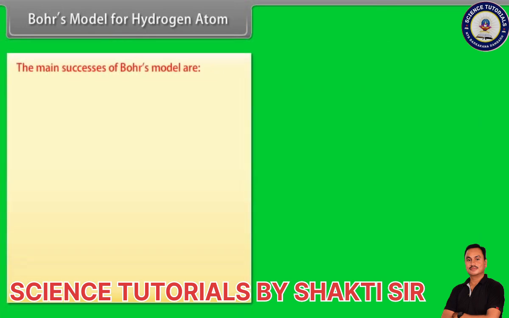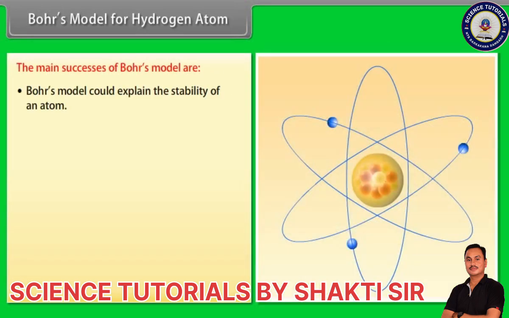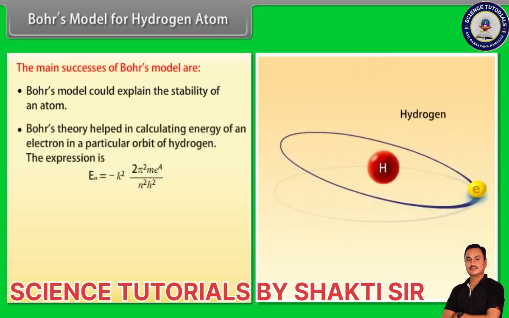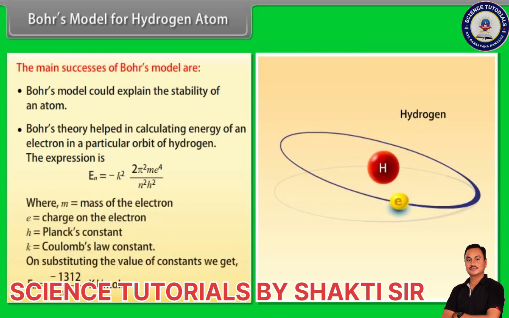The main successes of Bohr's model are: number 1, Bohr's model could explain the stability of an atom. Number 2, Bohr's theory helped in calculating energy of an electron in a particular orbit of hydrogen. The expression is En is equal to minus k square into 2 into pi square into m into e raised to the power 4 divided by n square into h square, where m is mass of the electron, e is charge on the electron, h is Planck's constant, k is Coulomb's law constant. On substituting the value of constants, we get En is equal to minus 1312 by n square kilojoule per mole.